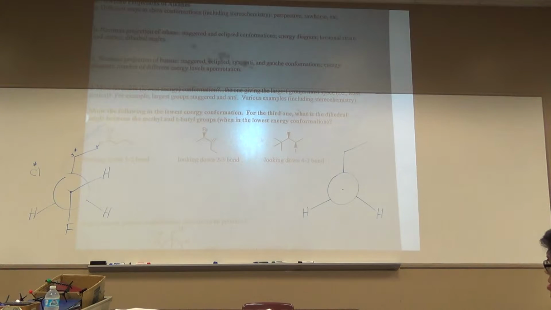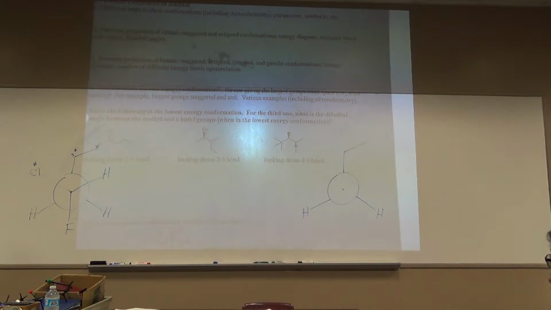Let me ask you a question. You're looking at your lowest energy conformation? Okay. What's the dihedral angle between your fluorine and your ethyl? 60 degrees. Okay. I think that sounds pretty good. Let's see if we get it right here.